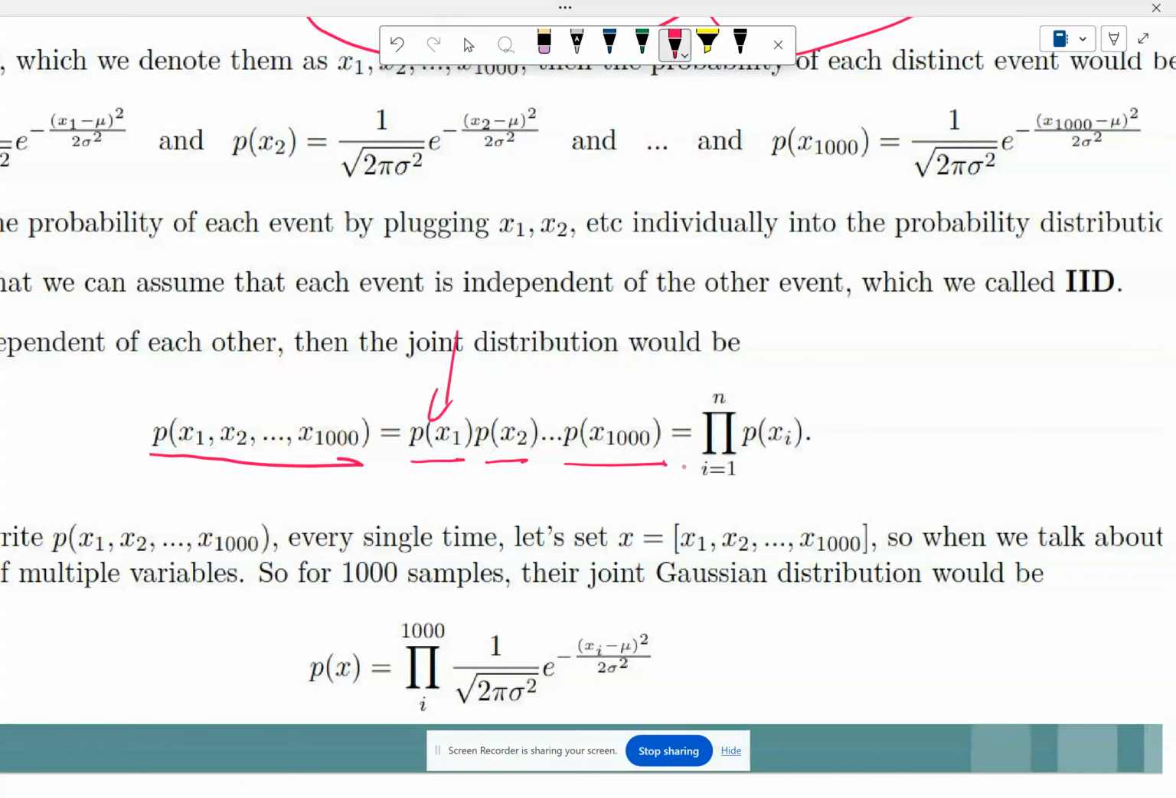The height of each person is independent from each other. And we can shorten this by writing it here. So this right here is saying you're multiplying x1. This is the multiplication product symbol, x2, and all the way to the probability of x1000.